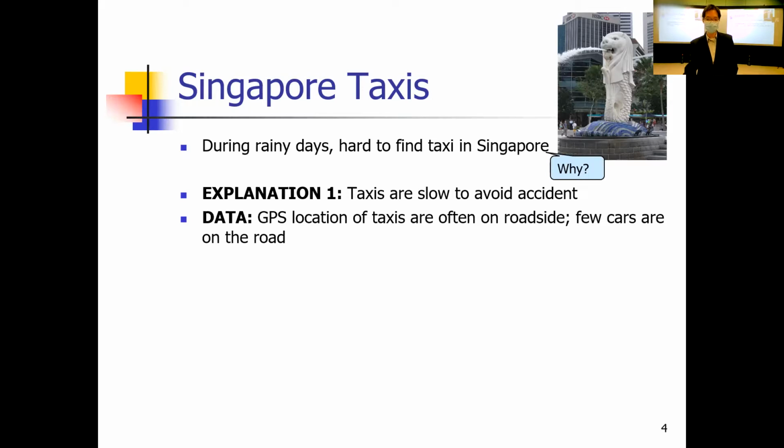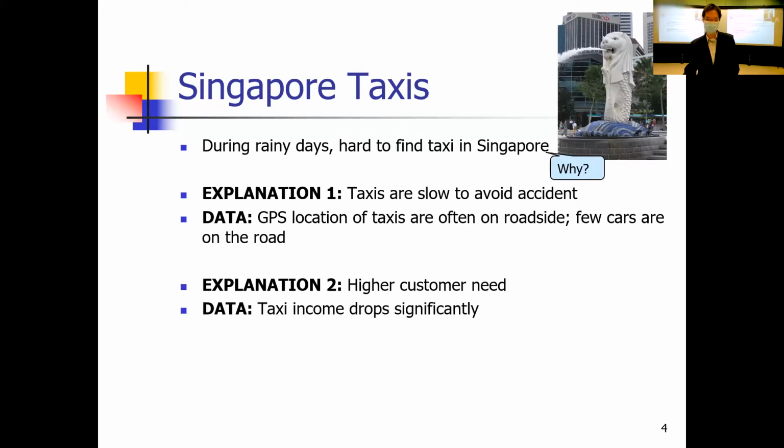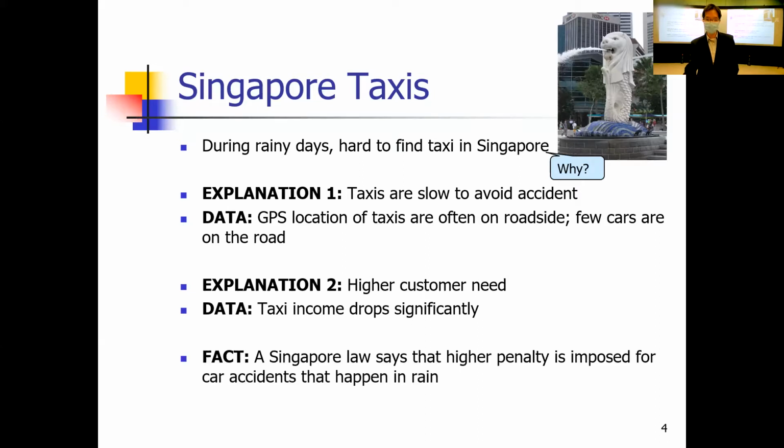Maybe we thought there are a lot of people who would like to use taxis during rainy days, and then there's higher demand from the customer side. However, based on the data, we also know that this is not true. The taxi income dropped significantly during rainy days. Based on this data, we know something is wrong. In fact, let me tell you, the fact is that Singapore law says that a high penalty is imposed for car accidents during rainy days. So this is what we find in the big data.